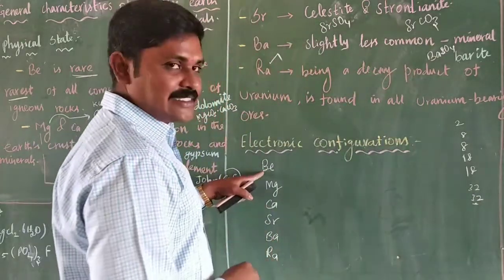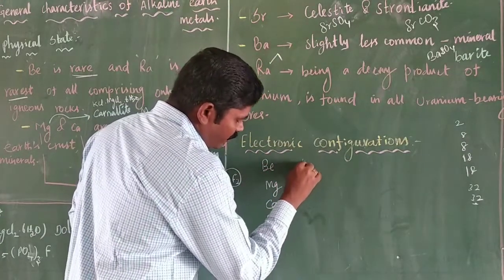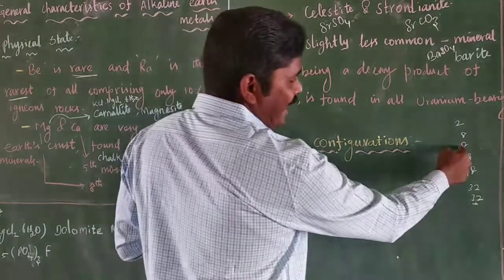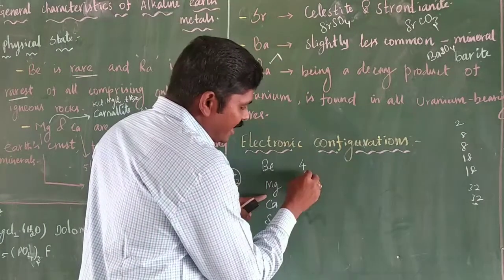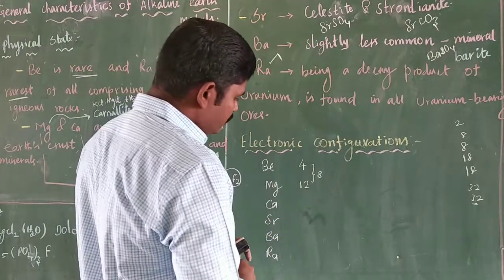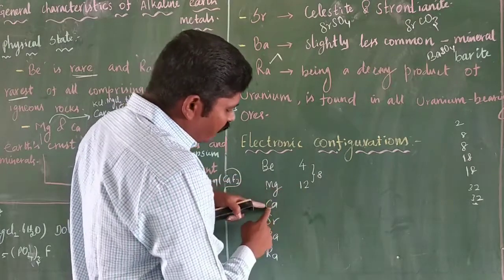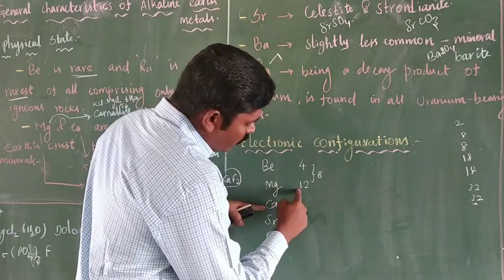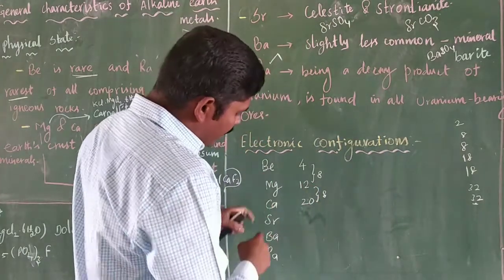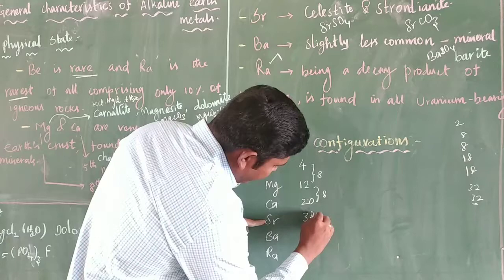Okay, beryllium is present in the second period, so atomic number 4. The difference between beryllium and magnesium is 8 elements. So add 8, so 12. Right? The second and third difference is 8, and third and fourth also difference 8. So 20. Friends, atomic number 20. And calcium and strontium difference is 18. Okay, so 38.